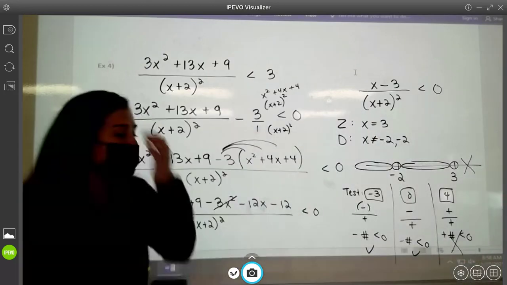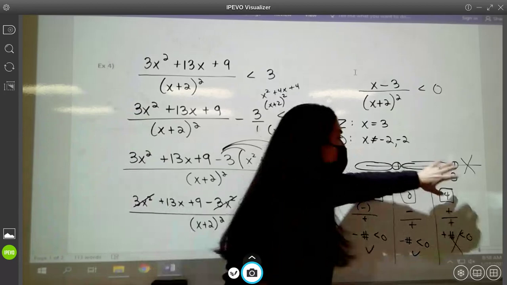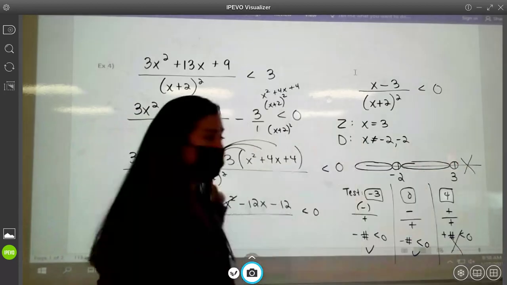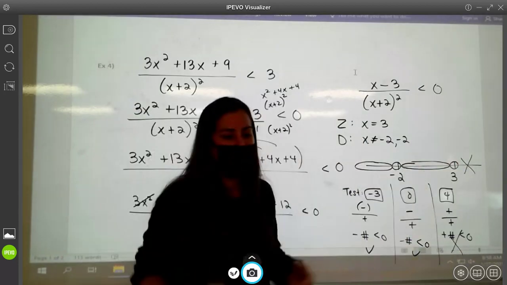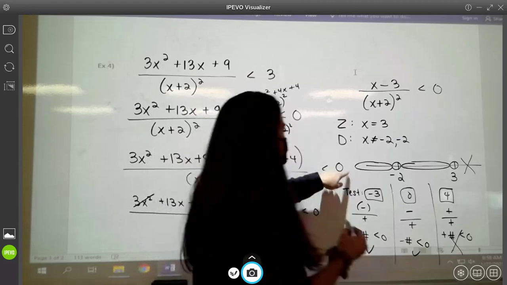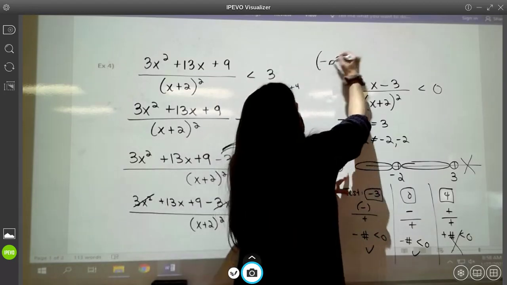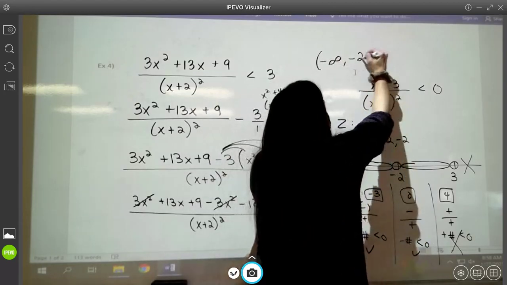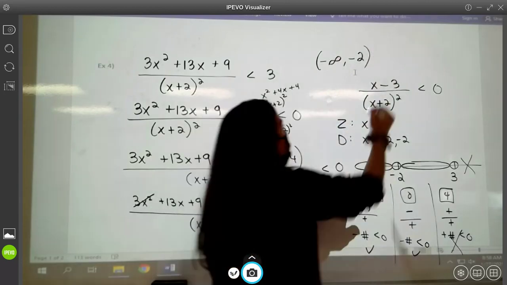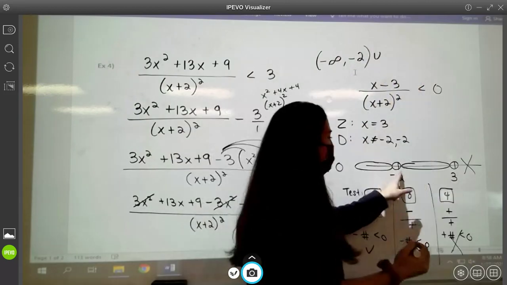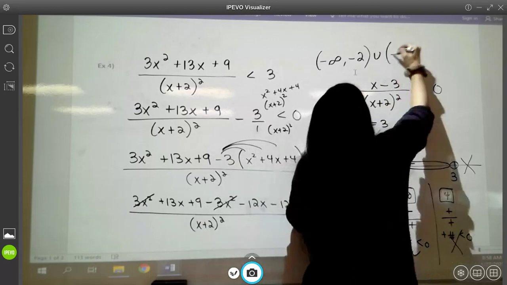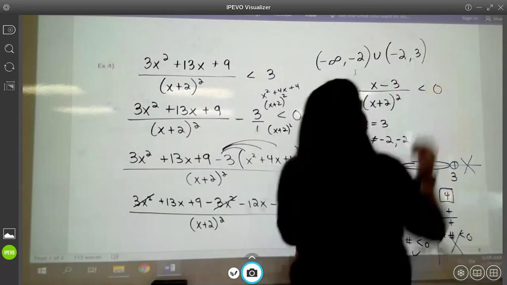So now the only good x's are here and here. So basically it's anything to the left of 3, just not including negative 2. All right, so how do we name that? We're going to say negative infinity to negative 2, but not including negative 2, union, pick up on the other side of negative 2 and go to 3, but not including 3 either.